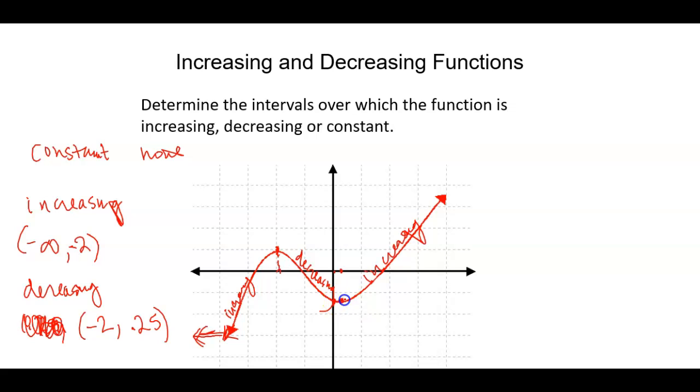So then at 0.25, it starts increasing again. So I'm going to put this one up here in the increasing intervals. And that continues to increase indefinitely. It's going to go out to positive infinity. Okay. So from negative infinity to negative 2, it's increasing. Between negative 2 and 0.25, it's decreasing. And then from 0.25 to infinity, it's increasing again.